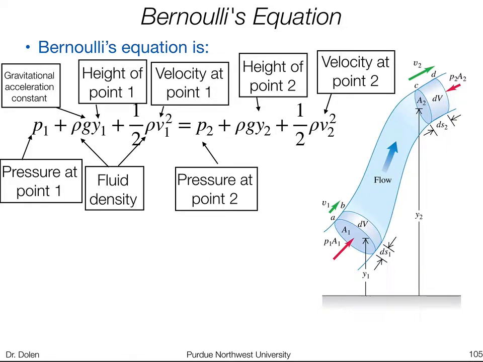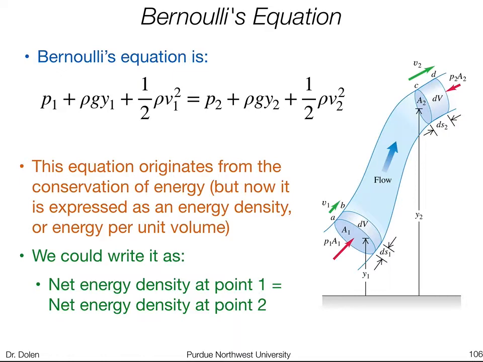Okay. To understand this equation a little bit more, let's think about where this equation really comes from. This equation is actually a statement of energy conservation. But instead of writing it down as energy, it's described as an energy density, energy per unit volume. So really, another way of saying Bernoulli's equation is that the net energy density at point 1 is equal to the net energy density at point 2. Right?